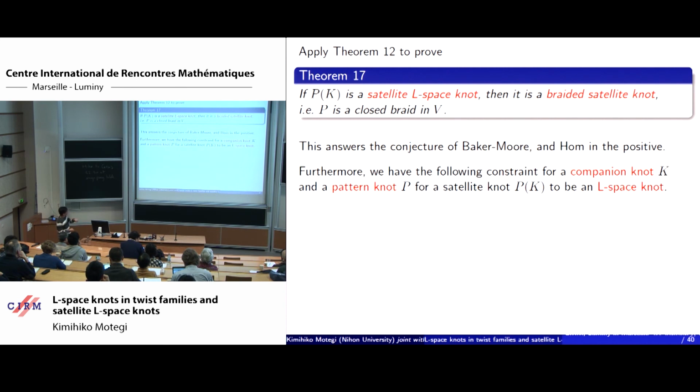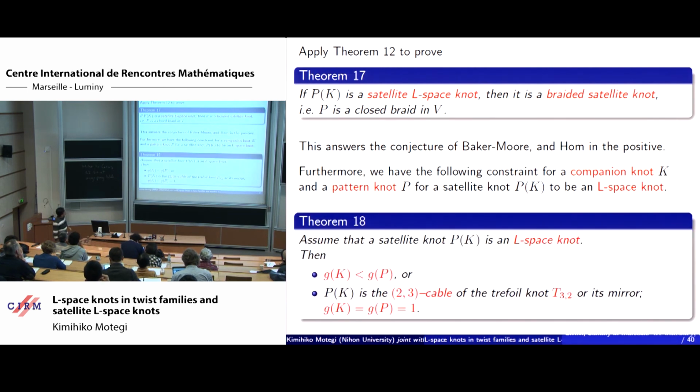And furthermore, we have the following constraint on a companion knot K and a pattern knot P for a satellite knot P of K to be an L space knot. Assume that the satellite knot P of K is an L space knot. Then there is a strong constraint between the genera of the pattern and the companion. The genus of the companion knot K is strictly smaller than the genus of the pattern knot P, or P of K is the (2,3)-cable of the trefoil knot. In the latter case, both g(K) and g(P) equal 1.